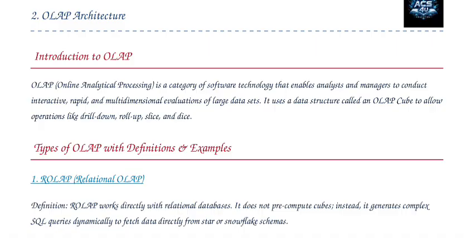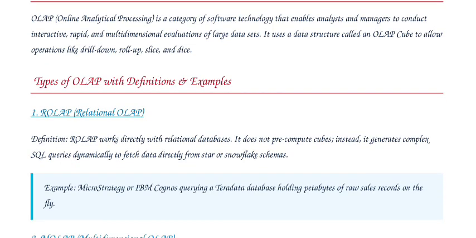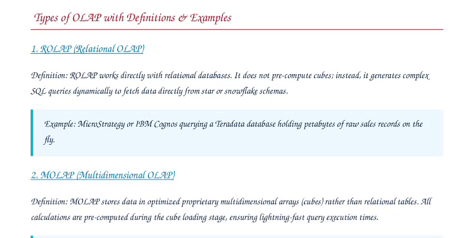There are many types of OLAPs. They are ROLAP, MOLAP, HOLAP. ROLAP stands for Relational Online Analytical Processing. It works directly with relational databases. It does not pre-compute the cubes. Instead, it generates complex SQL queries dynamically to fetch data directly from the star or snowflake schemas. The example is given. Please note it down.